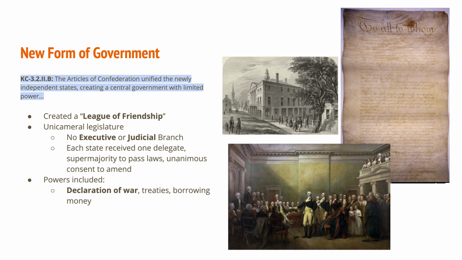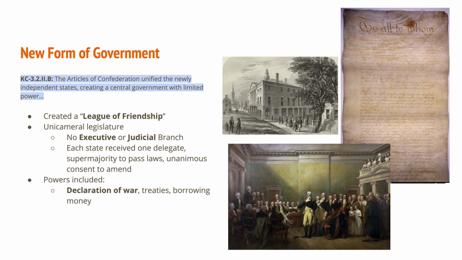Now, the new form of government that is created, the new national form of government, are called the Articles of Confederation. So they unified the newly independent states, creating a central government with limited power. In the actual text of the Articles of Confederation, they call it a league of friendship between all of these states. It's more of an alliance than it is a central form of government. So they have a unicameral legislature. That means that they have one house for their legislature. There's no executive or judicial branch.